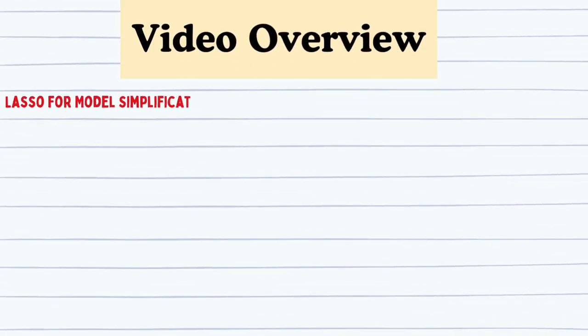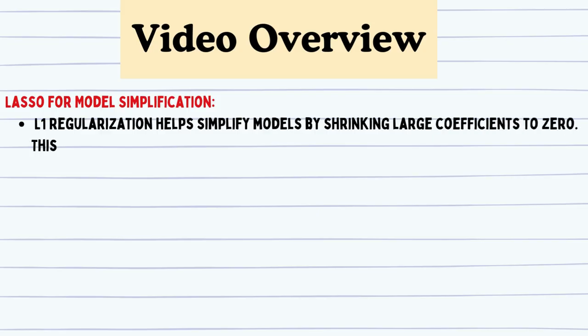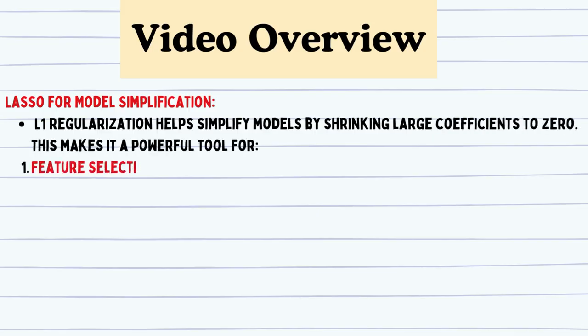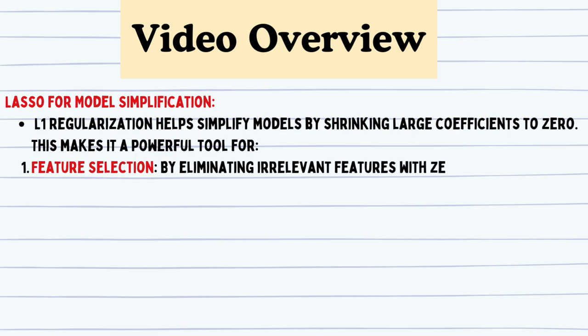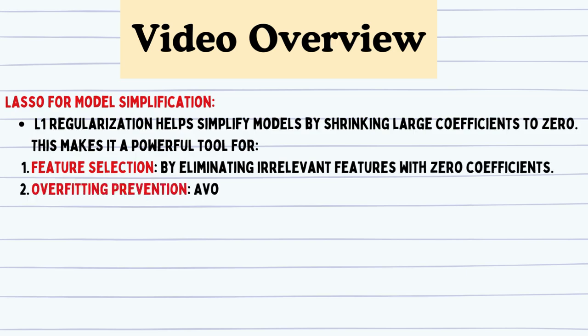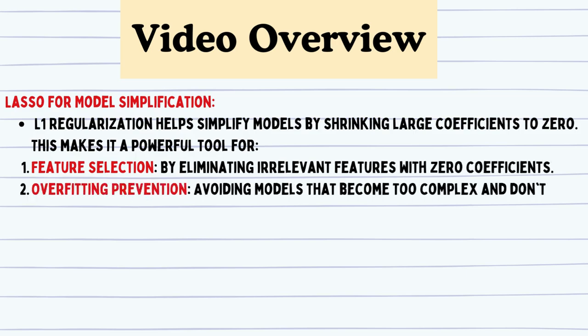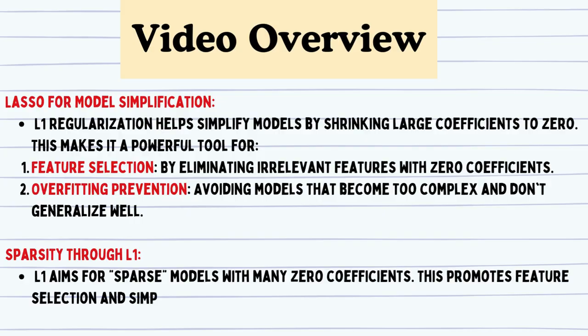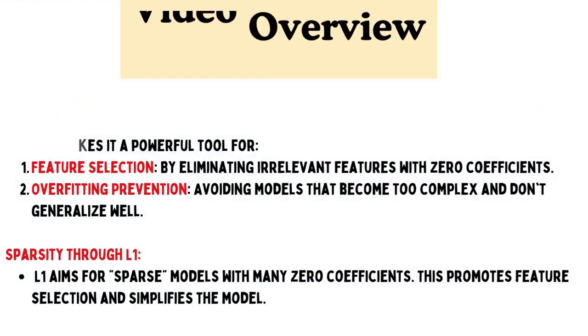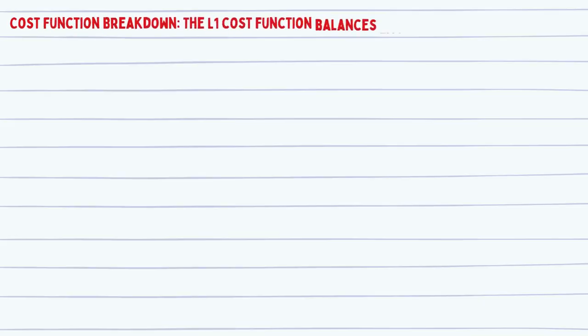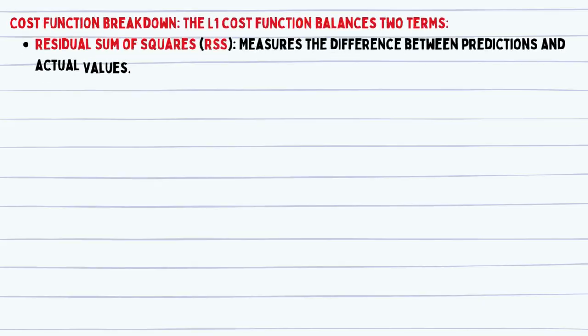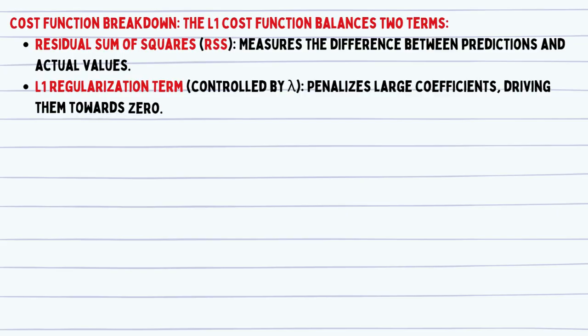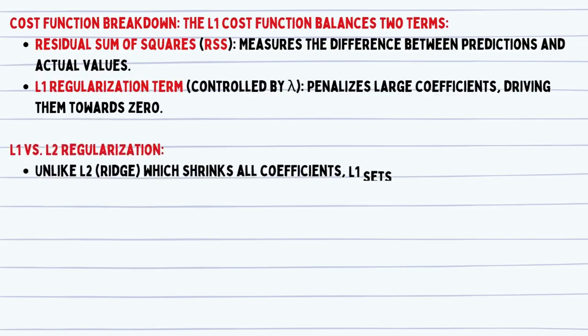In this video, we delved into L1 regularization, lasso regression, explaining its role in simplifying models by reducing large coefficients to 0, making it a powerful tool for feature selection and preventing overfitting. We began with a brief overview of regularization, emphasizing how L1 works by creating sparse models. Next, we provided a mathematical explanation, breaking down the cost function, which balances the residual sum of squares, RSS, and a regularization term controlled by lambda.